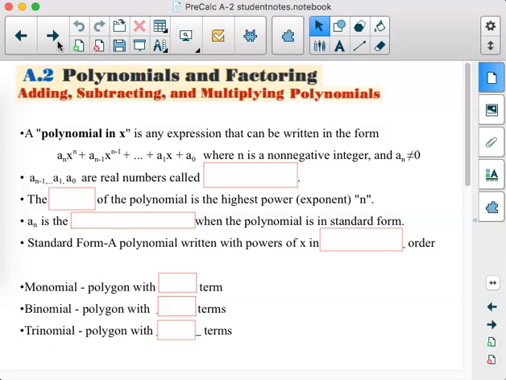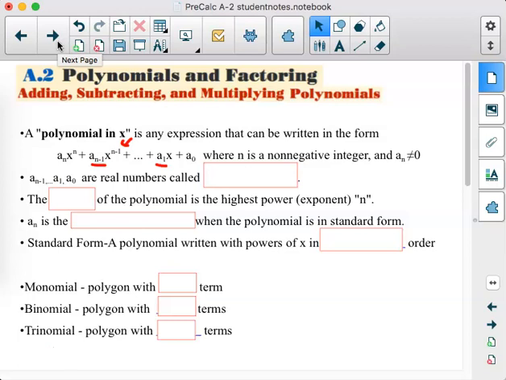This should all be review from Algebra 2, but there are some pieces in here that might be written a little differently in the pre-calculus book. A polynomial in x is any expression that can be written in the form a sub n, x to the n, and you'll notice that the subscripts go down by 1 for each one of these, and the powers go down by 1, and that's in standard form. We always have descending order for our exponents.